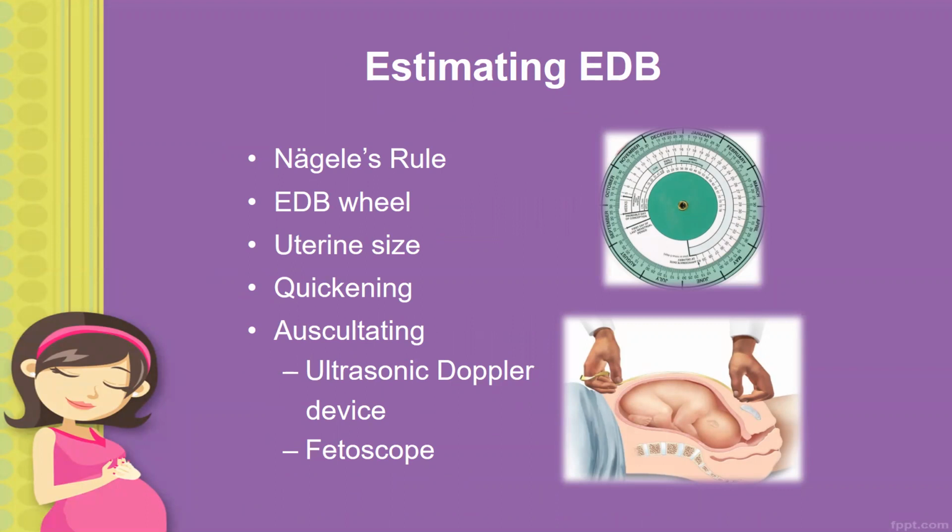Estimating the expected date of birth or the expected date of delivery can be easily done. There are several different ways to do it. You can use a pregnancy wheel. You can measure fundal height.